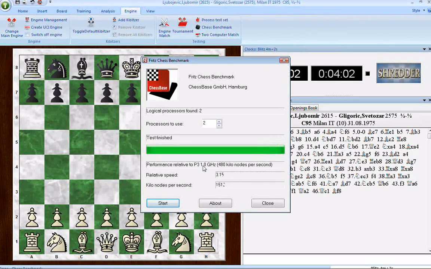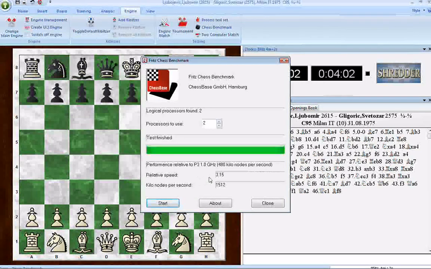Bing! Now, I ran this a little while ago. What's funny about this is I ran this a short while ago, and my relative speed was 5 point something, and the number of kilonodes per second was almost 3 million positions a second. The reason why the performance has degraded is I'm running video capture software in order to make this video.